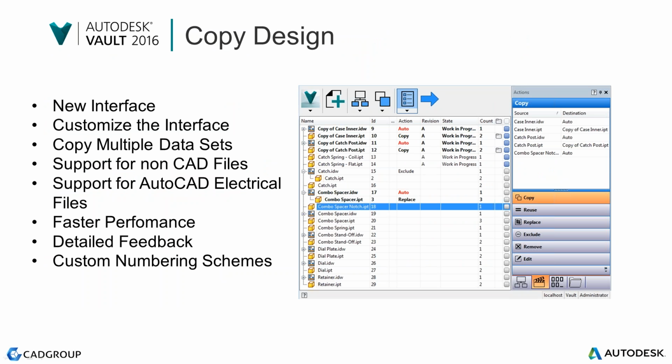So in 2016, there is an all-new copy design. It has a new interface. You can customize the interface. You can do multiple copies in one go. You've got support for non-CAD files and further support for AutoCAD Electrical files. There's faster performance. And the biggest request that Autodesk have had for copy design was to add the custom numbering scheme into copy design. So when you do your copy, you can then apply your own custom numbering scheme. So there are some of the new features in the copy design.